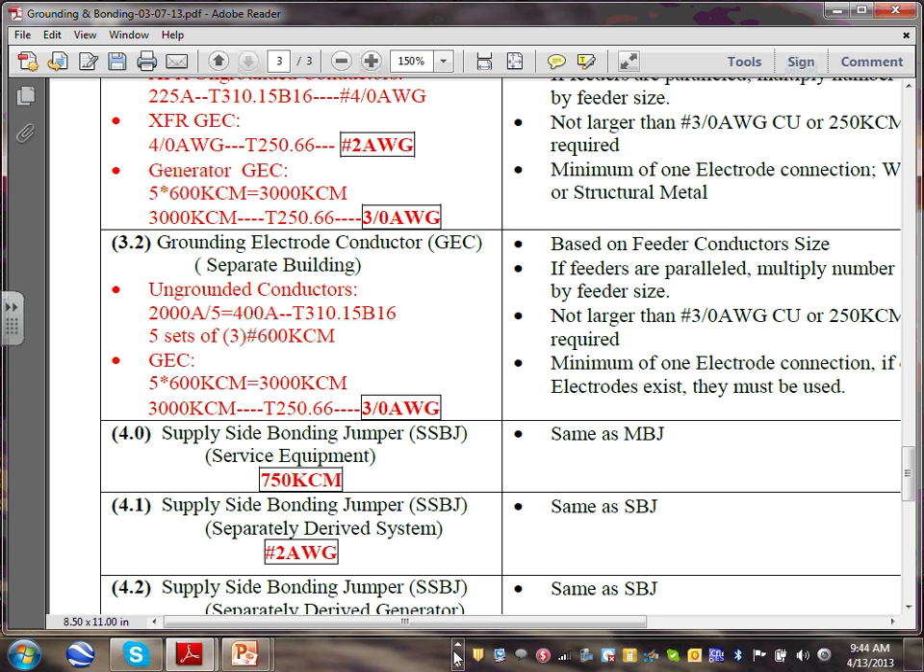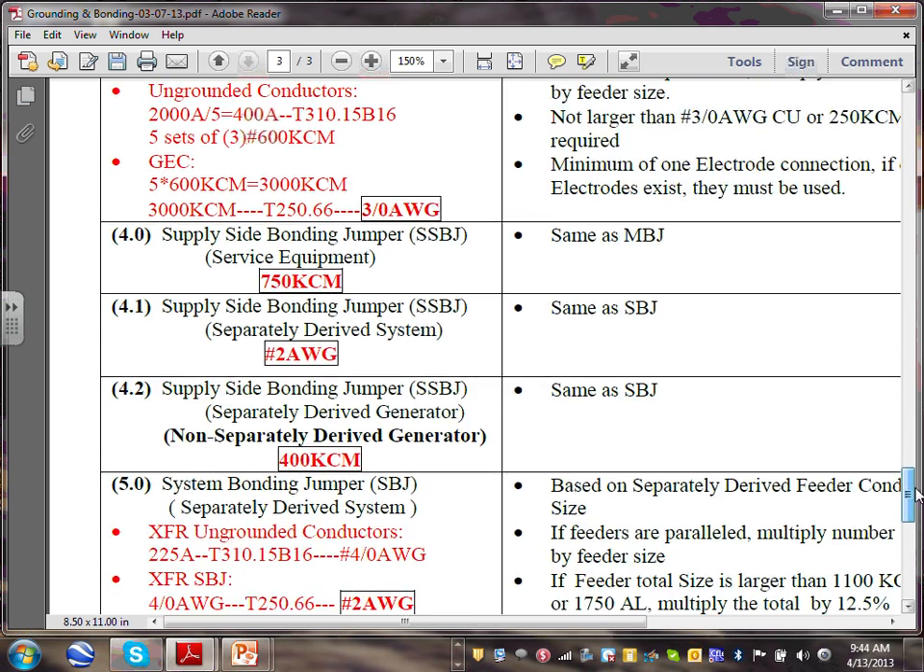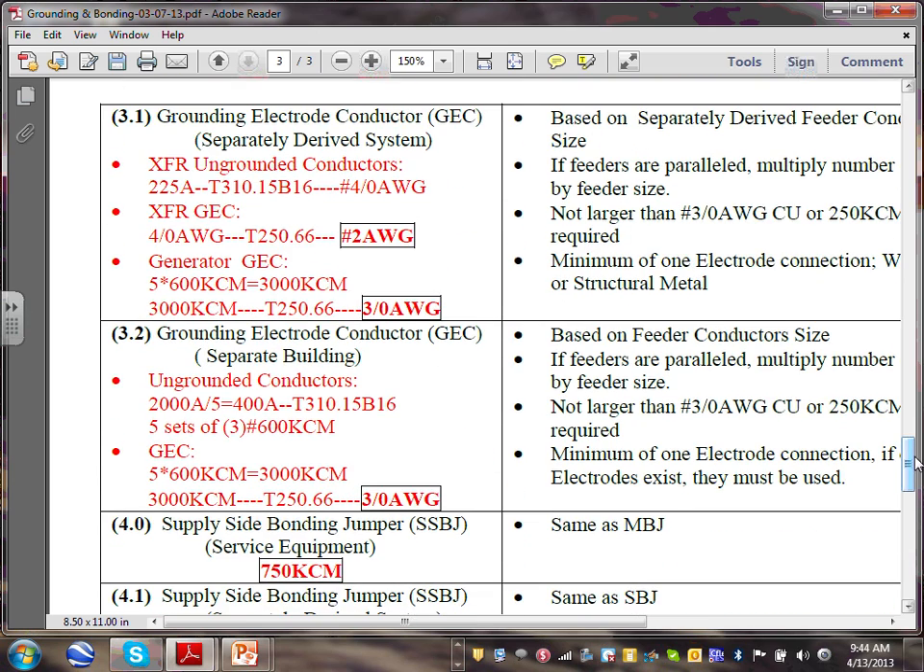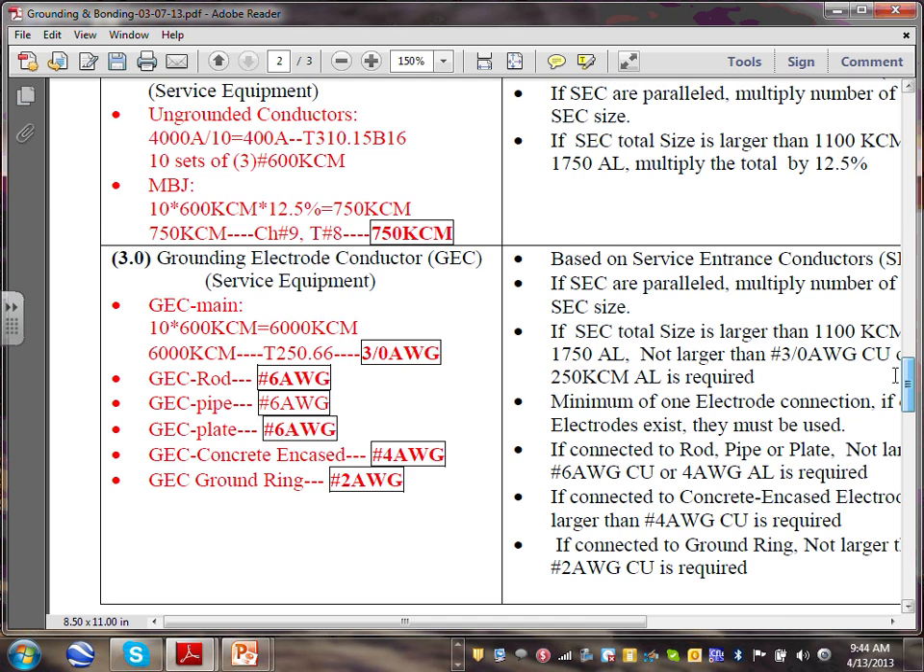If it's above ground, you have to bond it. But that particular one is about using it as a grounding electrode system. So, yeah, it's not used as a grounding electrode system. Okay, so that's basically the requirement of the second building.